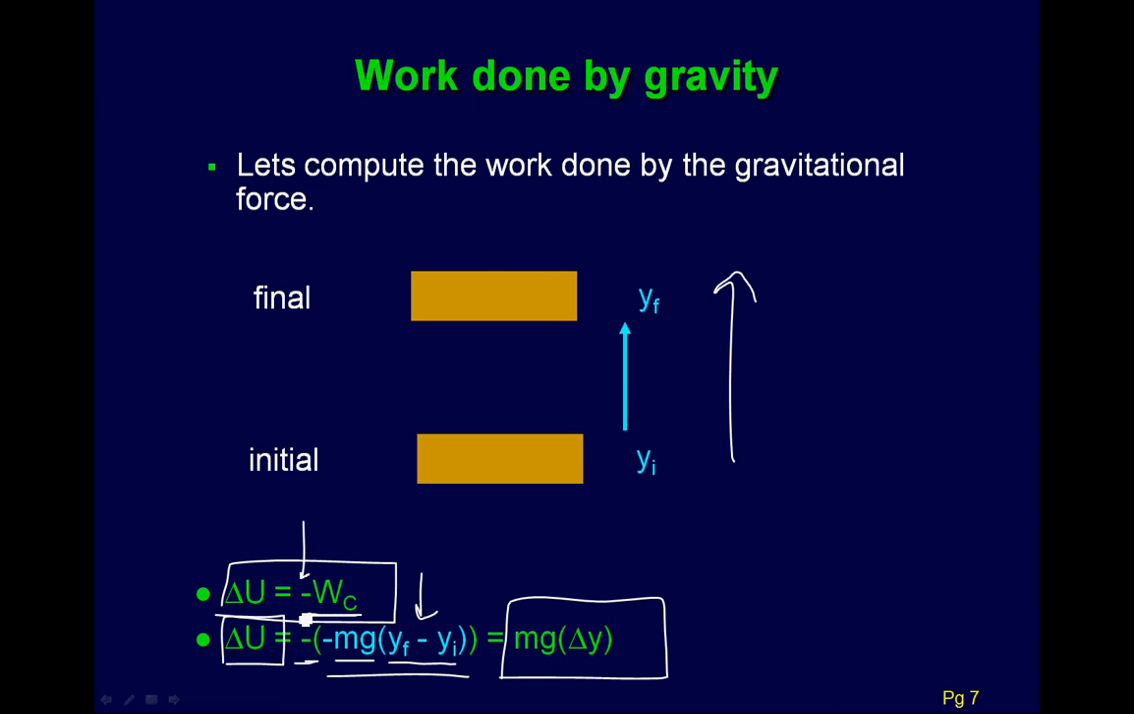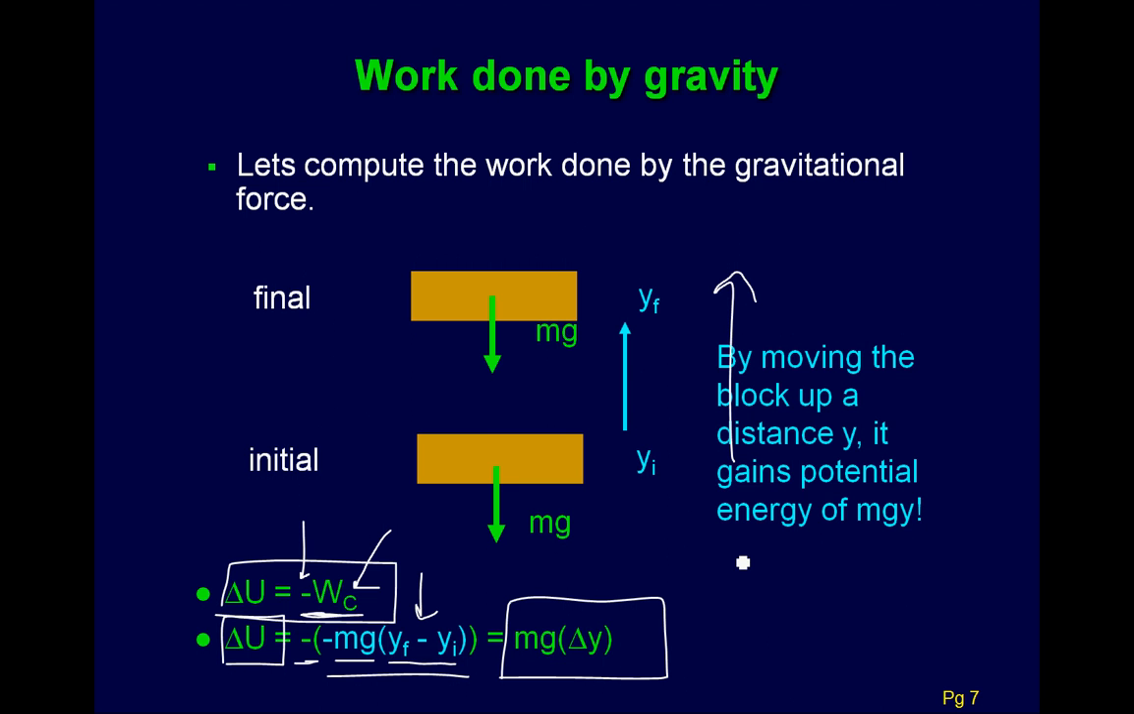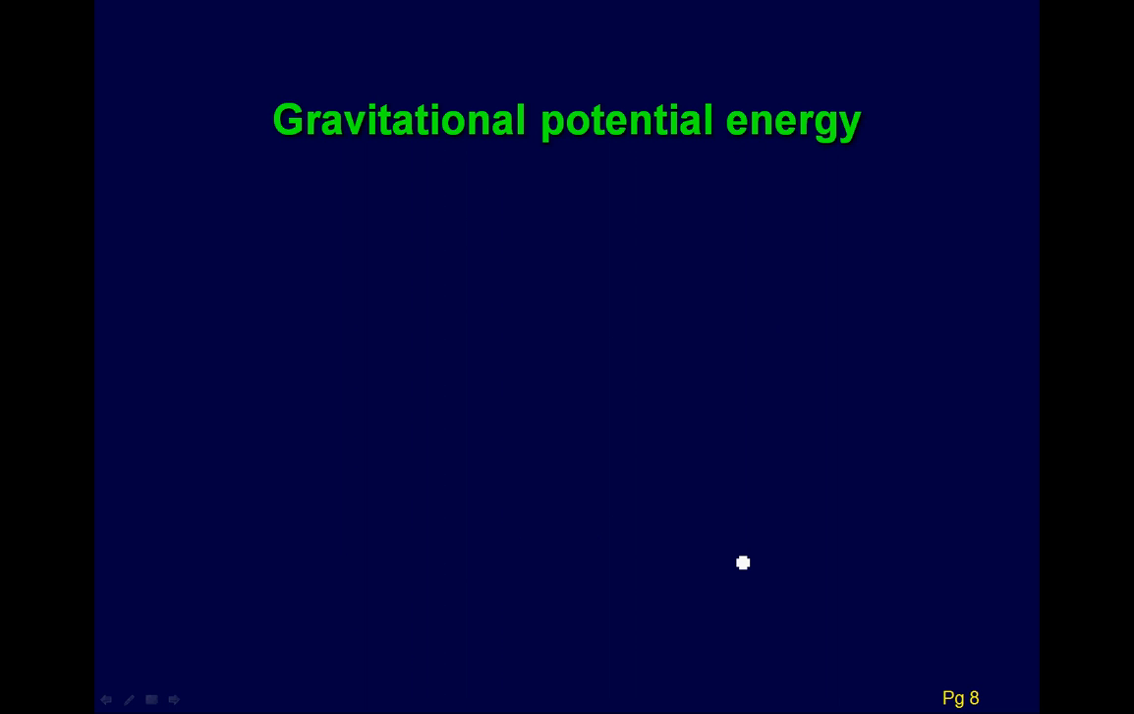So it's basically the work done by the conservative force. That's really important. This is the work done by the conservative force. The negative of it is the change in the potential energy. And so by moving the block up, or book, or whatever it is, it gains potential energy of mgy.